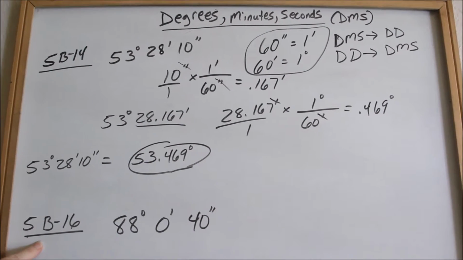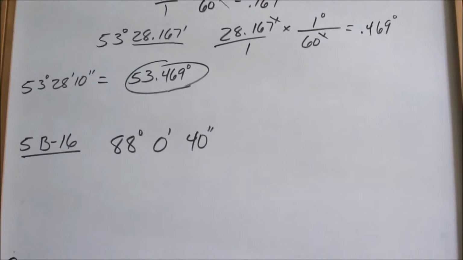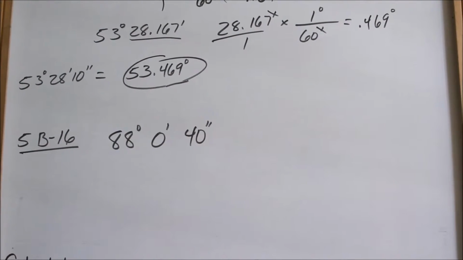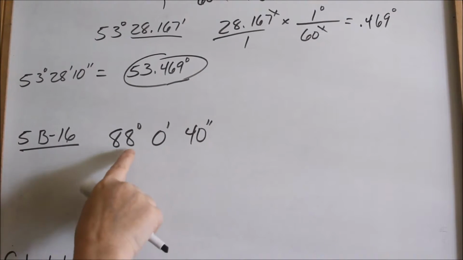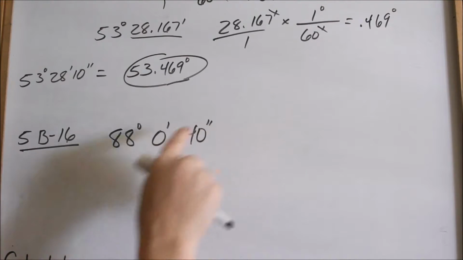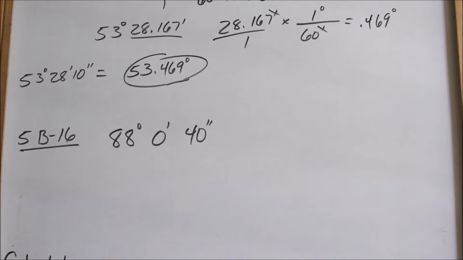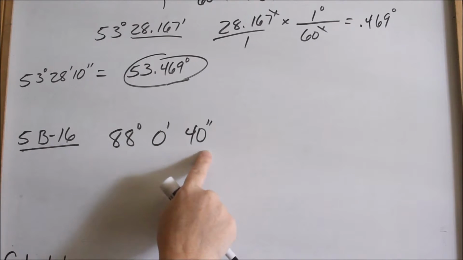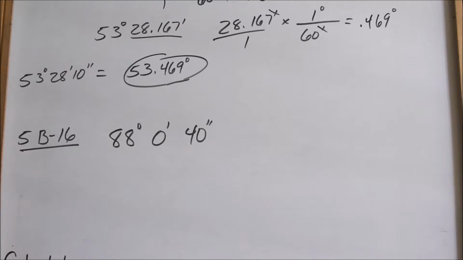Okay, let's do 5B16. You will see a pattern that you're just dividing by 60 every time. Here we have 88 degrees, 0 minutes, and 40 seconds. So we need to start with your seconds portion, convert it into minutes, and then we'll convert our minutes into degrees, into just a decimal portion of degrees.